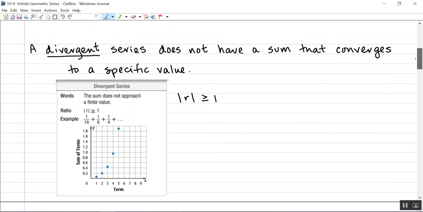A divergent series does not have a sum that converges to a specific value. In this case, the absolute value of r is greater than or equal to 1. Here's a little image from your textbook that shows a divergent series. Again, we have the number of terms on the x-axis and the sum of the terms on the y-axis. You'll see that it just continues to grow, basically exponentially, and does not head towards a finite sum.